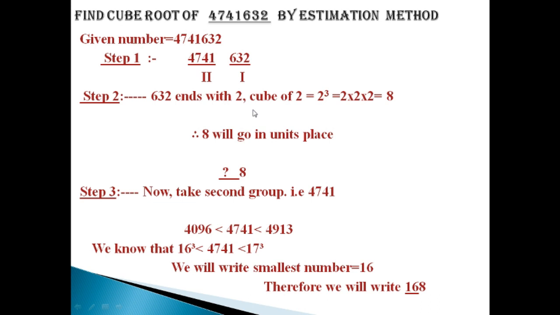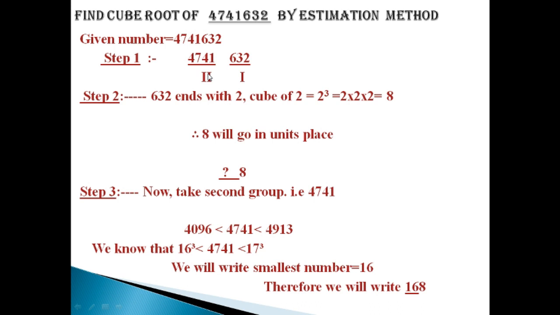Next question. Find the cube root of 47,41,632 by estimation method. Same as the last question. Write this number here. Your first step is what? You will divide this number into two groups. These last three digits will form group number 1. This is group number 1. And these 4 digits are left, and this is group number 2.